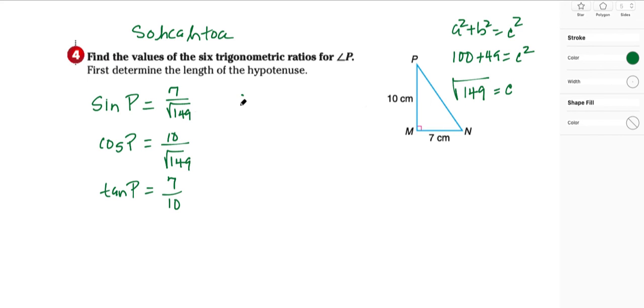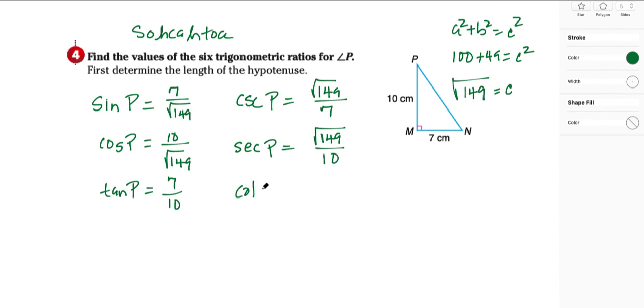And then so we know that cosecant is the reciprocal of sine. Therefore, the cosecant of P is going to be the square root of 149 over 7. The secant of P is going to be square root of 149 over 10. And then finally, the cotangent of P is going to be 10 over 7.